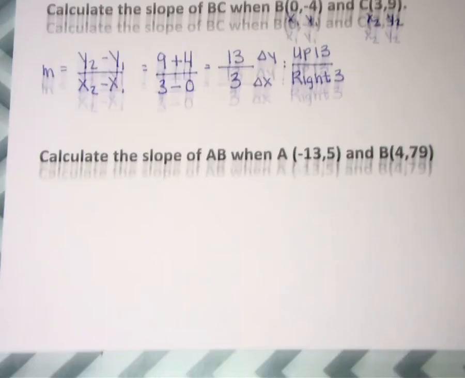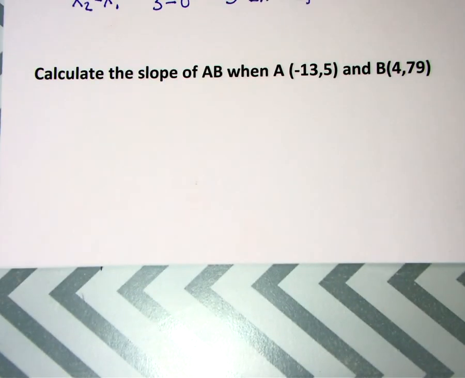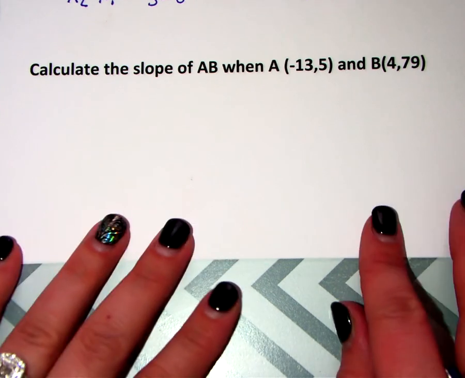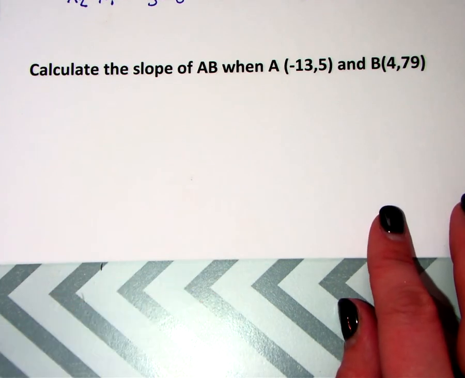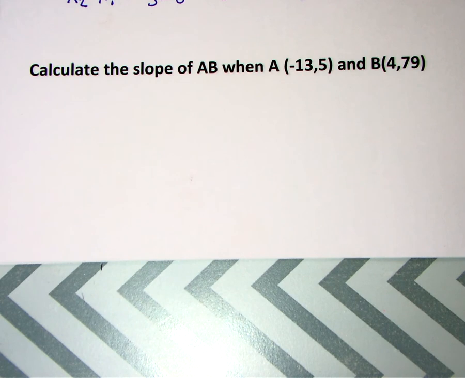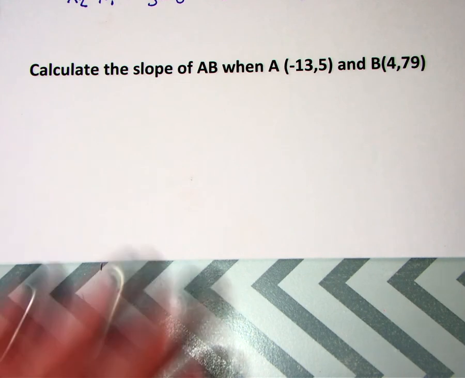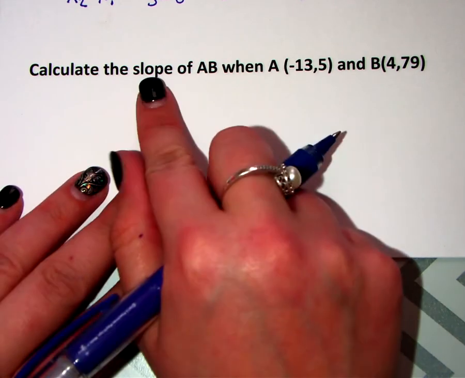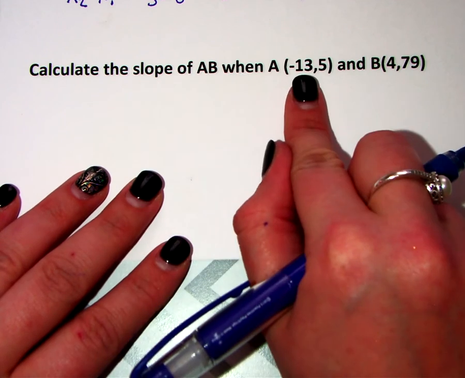Let's try one last one, and then I'm going to show you how to type it into your calculator, because having that skill is important. It's just as important as being able to type it into an equation. So we're going to practice typing this into the calculator just to make sure that we are really practicing correct parentheses and correct notation. So again, we're going to calculate the slope of AB. Here's the value of A and B.